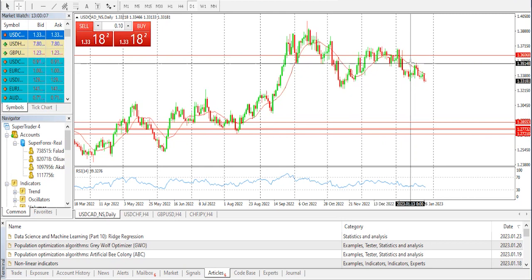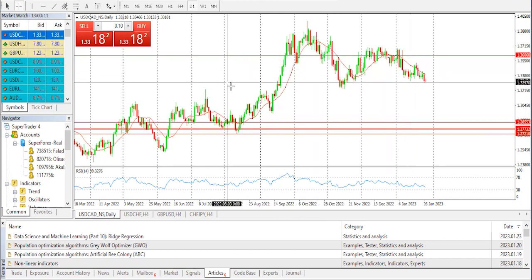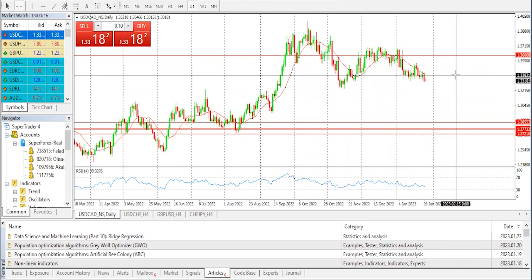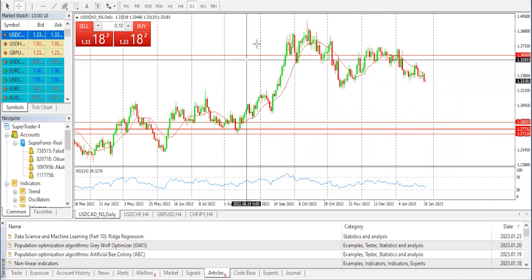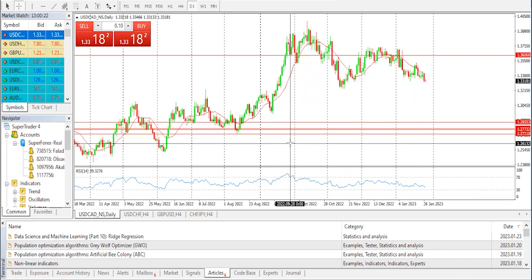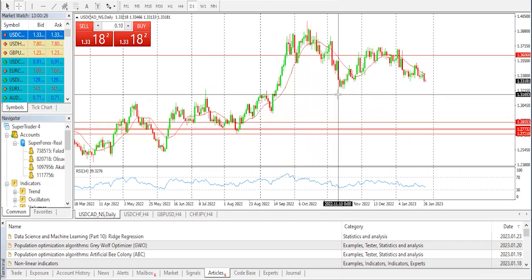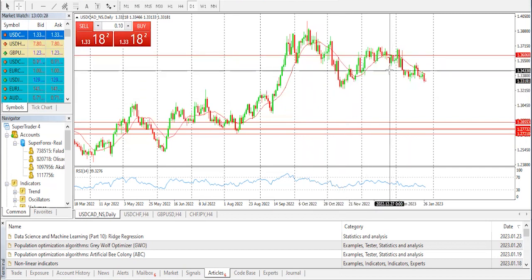Now, what to expect on a technical level? Technical levels to watch are, of course, today's last price at 1.3335, today's daily change of 0.0011, and today's daily change percentage of 0.08%. And today's daily open was at 1.3324.